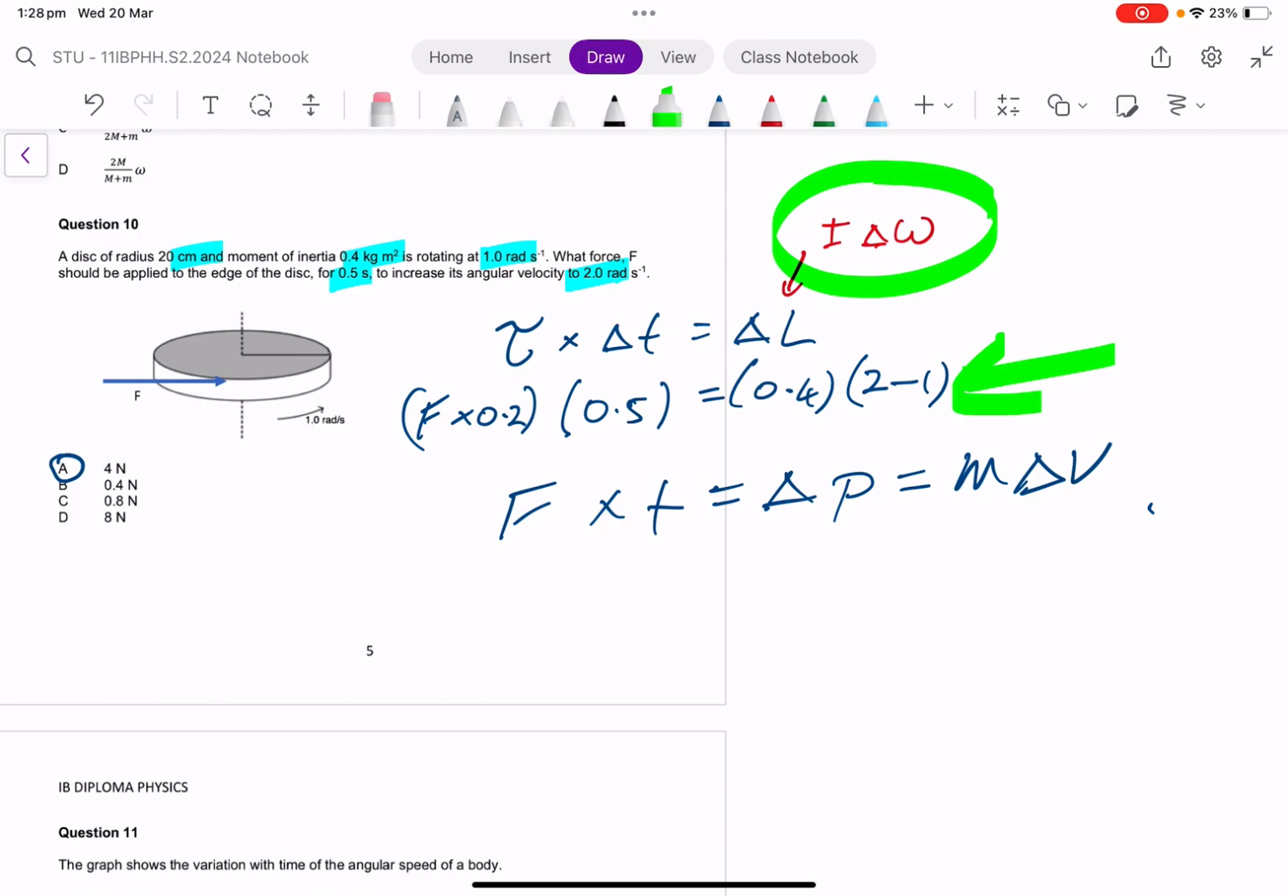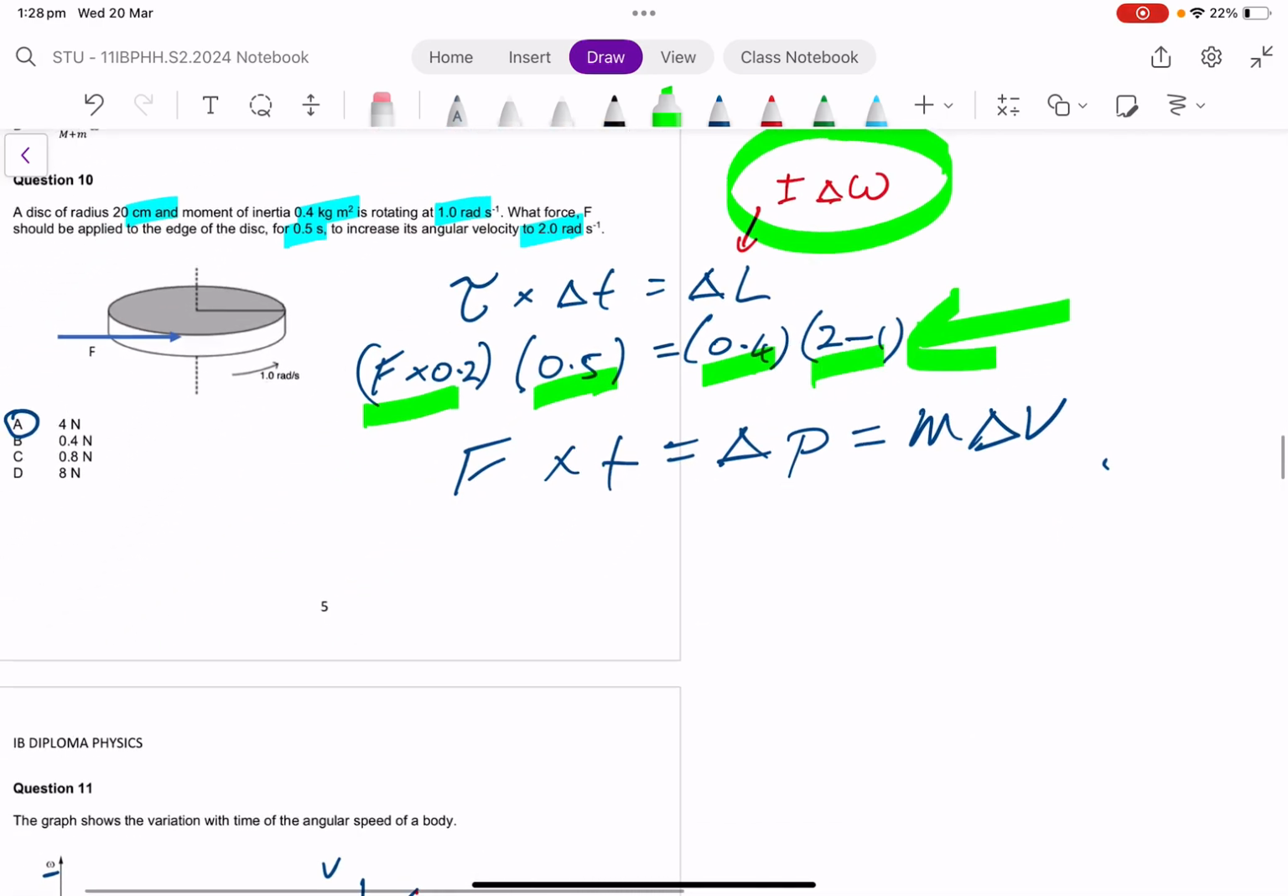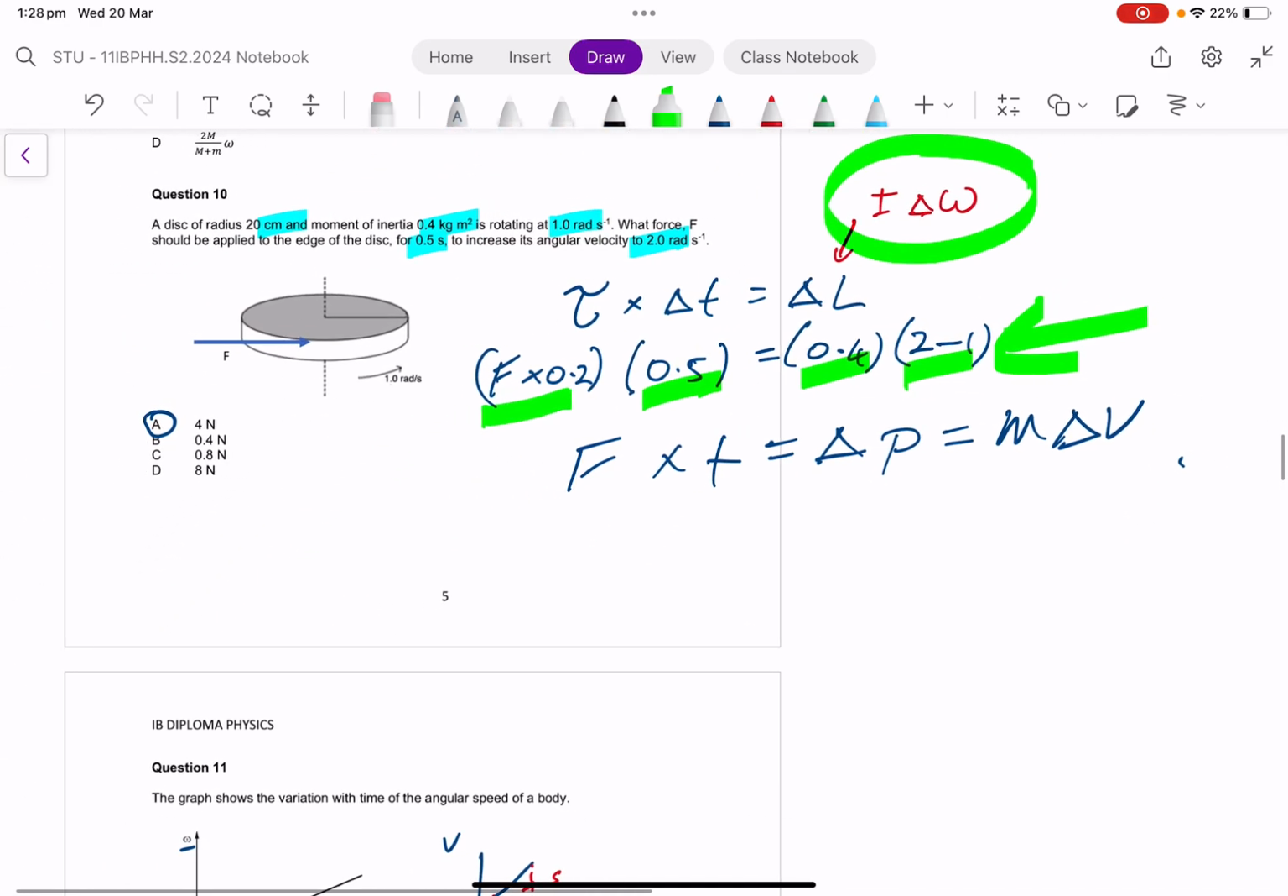All right. So I want to know the force. That's my only unknown. It's acting at a 0.2 distance from the centre. So that's the torque caused by it. That's the time. Yeah. And this is I, outside of change in angular velocity. And it comes out to be 4. Not a terribly well done question.